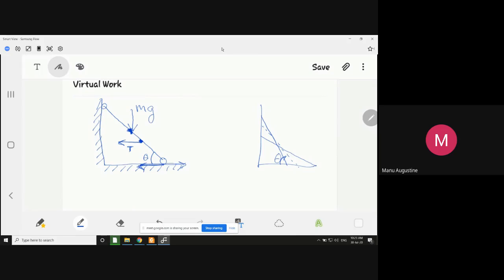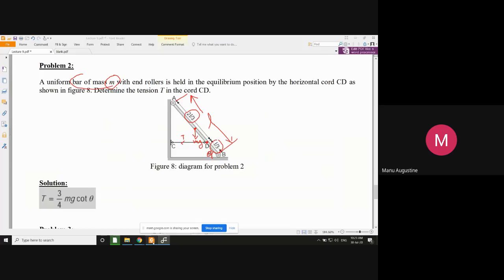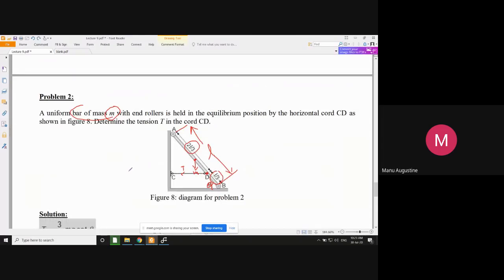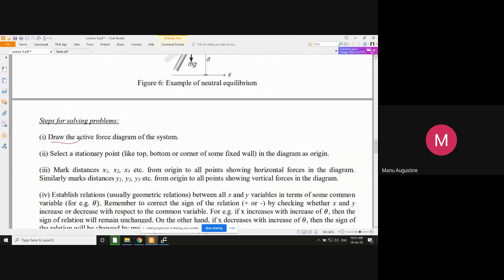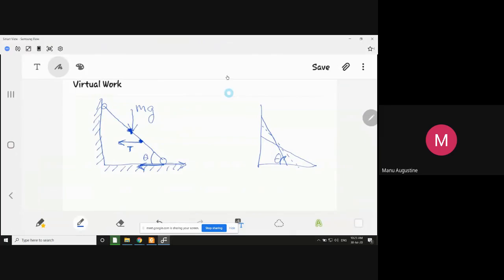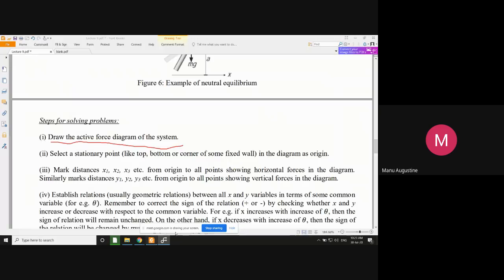So if you ask what is the active force diagram for this problem, which happens to be our step number 1. Step number 1 for our problem is draw the active force diagram of the system. And this is the active force diagram. Which one? Not this. This is the active force diagram. Now, let us go to the next step.